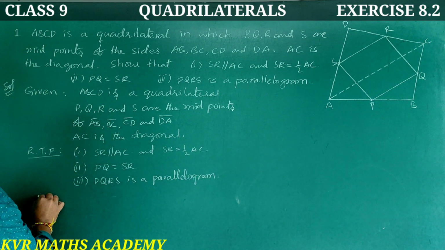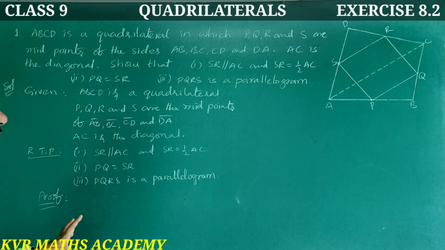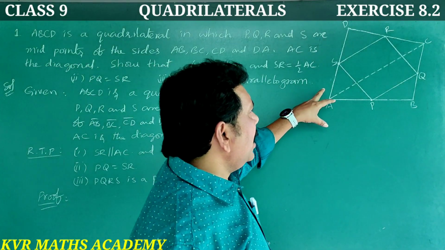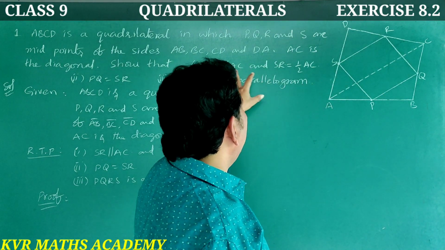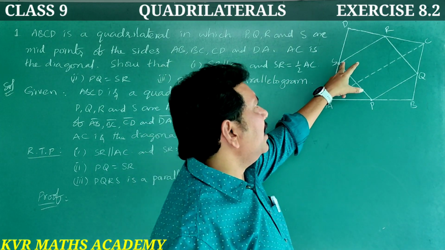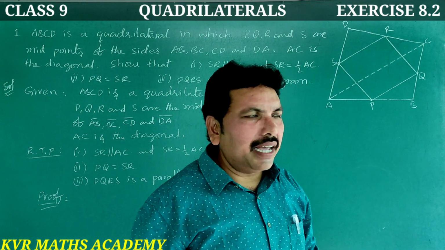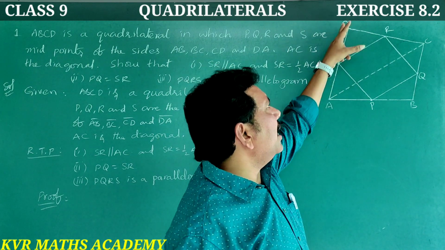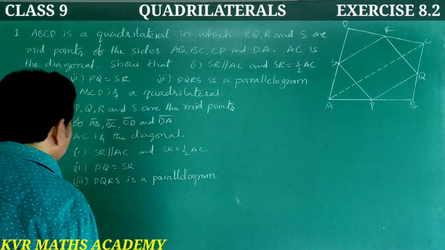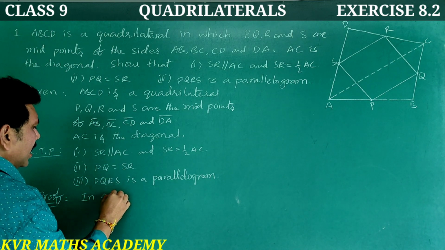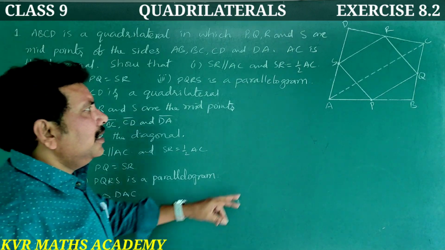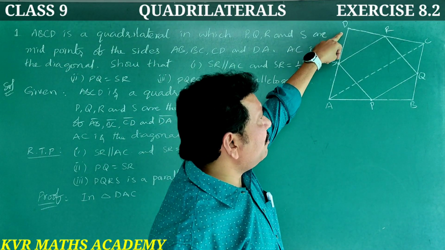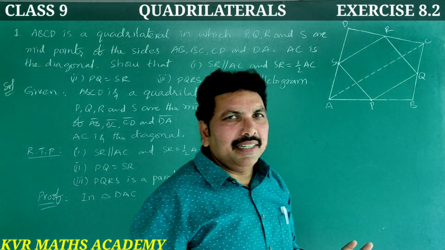Proof. Let us prove. Consider the triangle ADC. మనం ఏం ప్రూవ్ చేయాలి? SR is parallel to AC కదా. SR is parallel to AC అని ప్రూవ్ చేయాలి కాబట్టి ఫస్ట్ కన్సిడర్ ద ట్రయాంగిల్ DAC. In triangle DAC, see here in this triangle S is the midpoint of AD and R is the midpoint of CD.